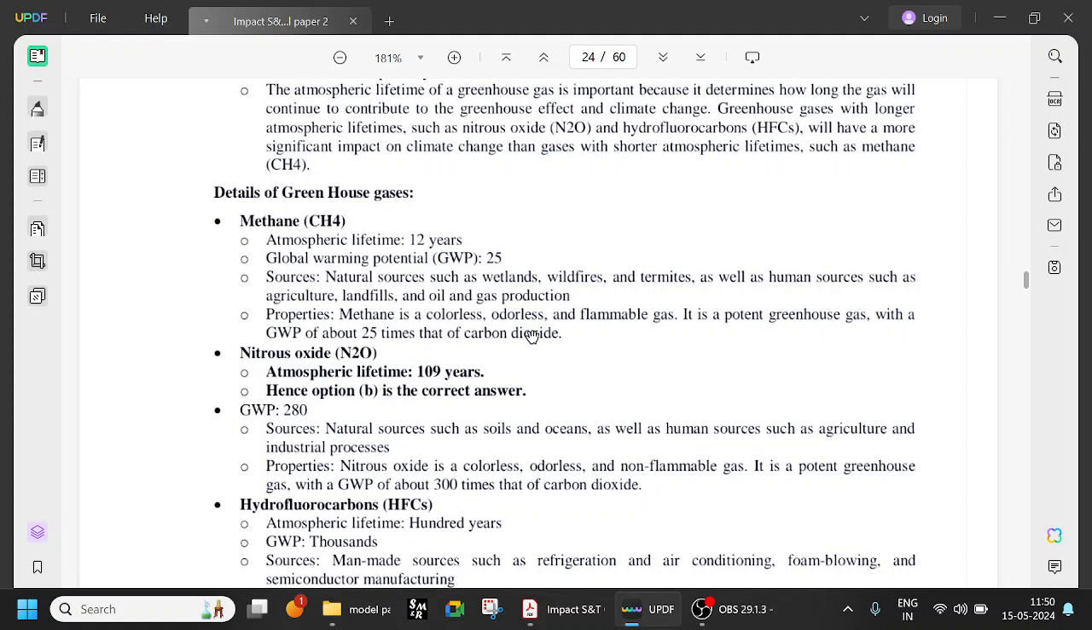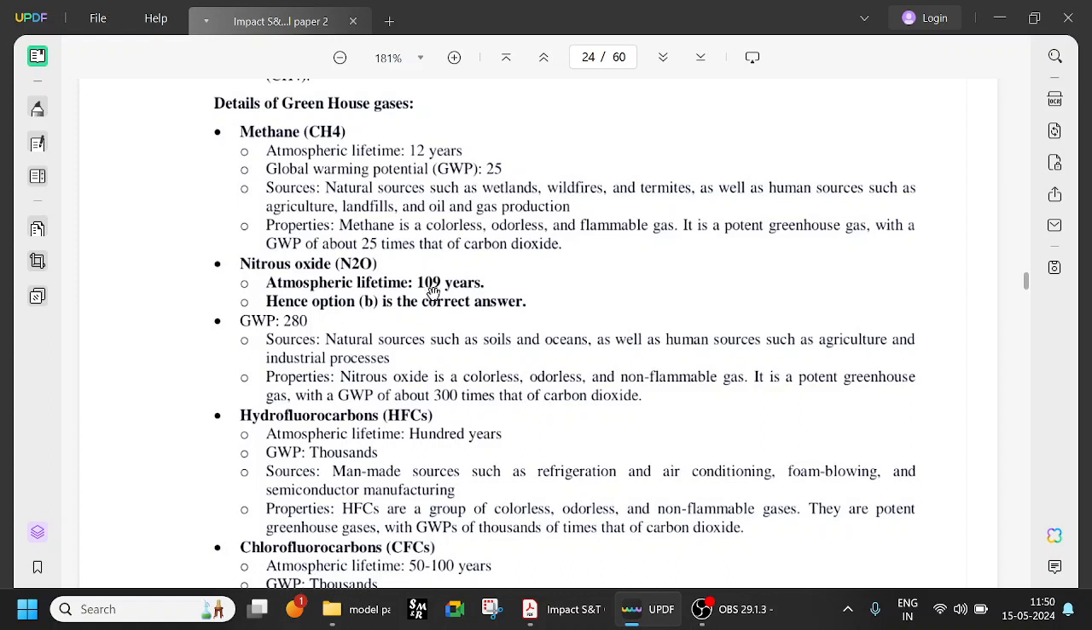So carbon dioxide is 1. Okay, we are taking that as the base unit, and methane is 25 times, and its atmospheric lifetime is 12 years. So if you don't remember these statistics, that's also fine, but try to remember the trend. Okay, which is more potent, which is less potent. So first comes carbon dioxide, next comes methane, and next comes nitrous oxide. Okay, nitrous oxide atmospheric lifetime is 109 years. Okay, and its potential is 280.